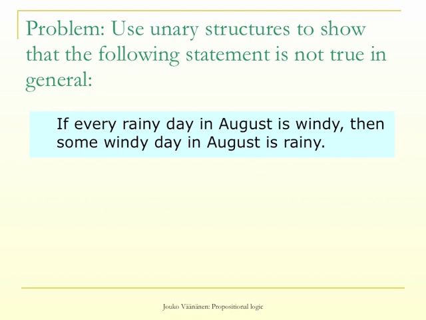Next problem. Use unary structures to show that the following statement is not true in general. If every rainy day in August is windy, then some windy day in August is rainy.